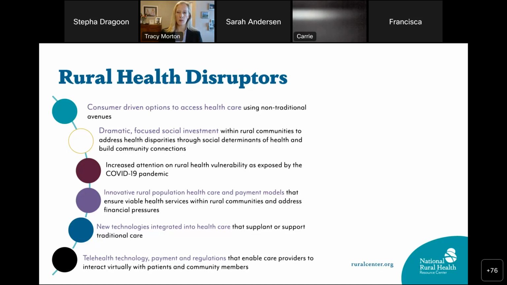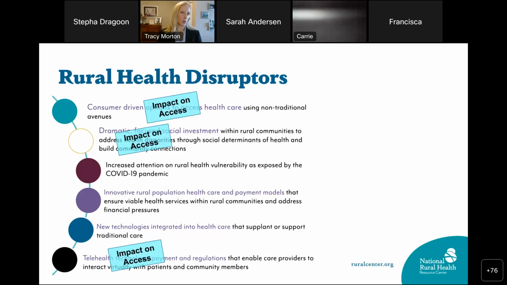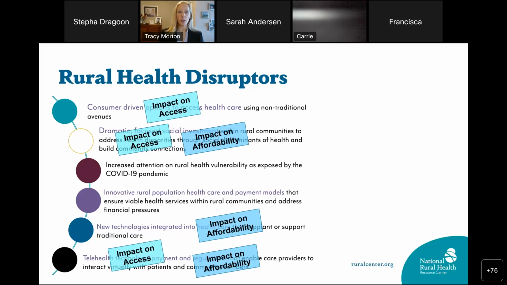As we got more into that and could classify what these looked like, we were able to interpret that things like improved access to care aligned with certain disruptors, and those included consumer-driven access to care, that dramatic investment on social items, as well as the telehealth aspects. We identified that the impact on affordability also aligned with that social investment, with new technology integration, and with payment reform recommendations and policy items that also aligned with telehealth technology. And lastly, the impact on quality aligned with that dramatic investment on social items as well.